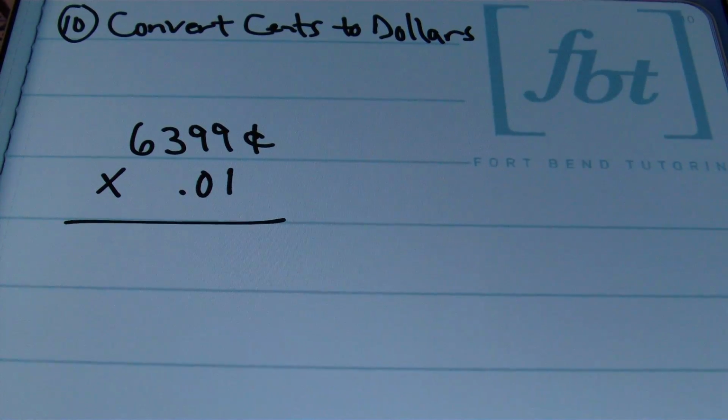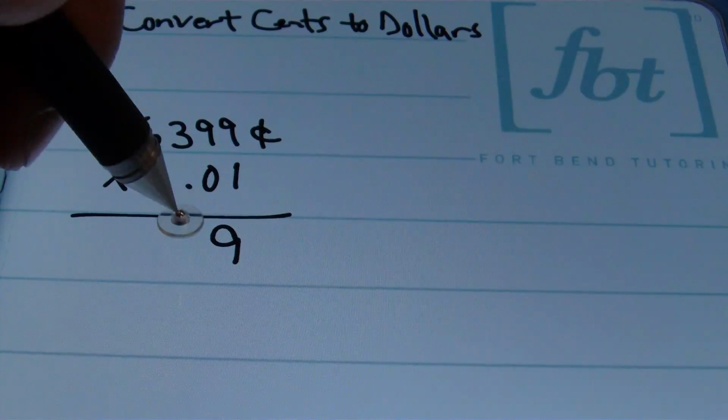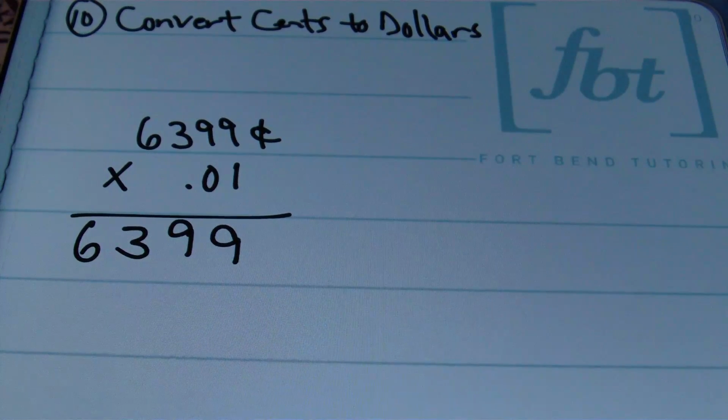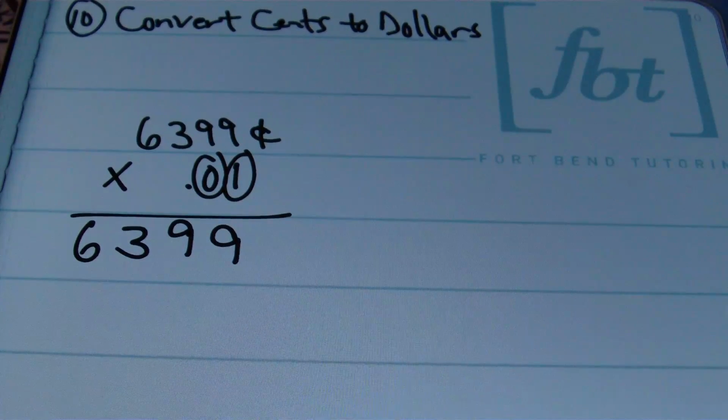But no, not you. You're a hard worker, and you want to show your work. So let's do just that. We have 1 times 9 is 9. 1 times 9 is 9. 1 times 3 is 3. 1 times 6 is 6. Wasn't that fun? Now, how many digits do we have to the right of the decimal? We have 1, 2 places to the right of the decimal.